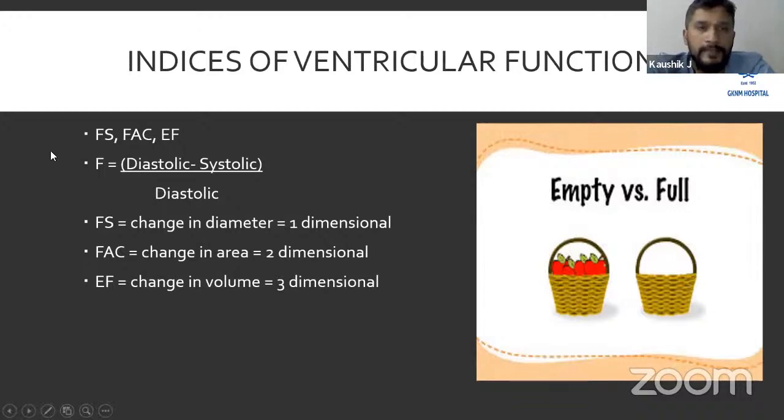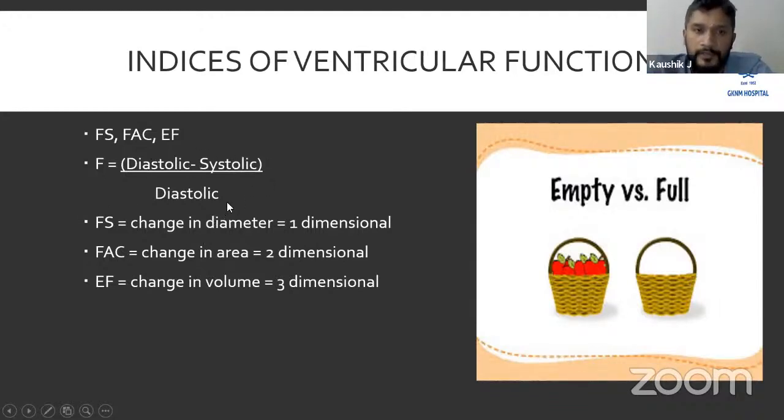So there are three basic indices that we shall deal with in today's session: fractional shortening, fractional area change, and ejection fraction. All of these we should remember are nothing but a full heart minus an empty heart divided by a full heart. So that is what you're dealing with when you're talking about all of these indices of ventricular function. That is the diastolic frame minus the systolic frame divided by the diastolic frame.